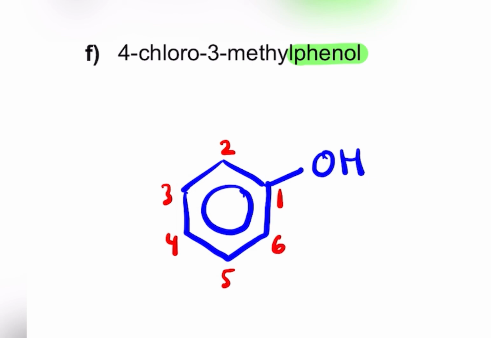So right now I got to the left 3-methyl and 4-chloro. So at position carbon number 3, I got methyl group, put the bond, bonded to CH3, and position carbon number 4, I got the bond attached to Cl. So this is the structure for F.